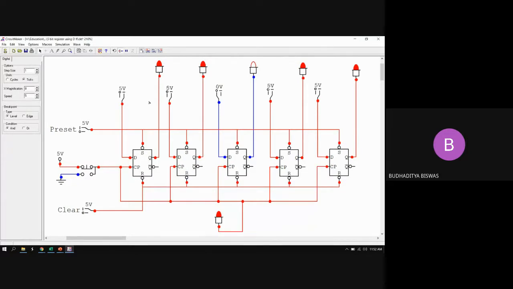So synchronous loading means the process of writing the data inside the register with the help of the clock pulse, and asynchronous loading means the process of writing the data inside the register without the help of the clock pulse. So these terms you need to remember.